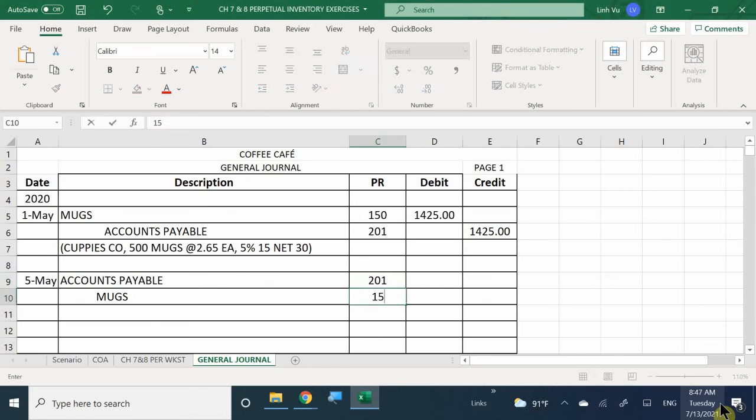So 201 and 150. Now, how did you get that number, Kim? How did you get your 39.75? I'm sorry, I was talking and it was still on mute. I multiplied the return amount by the cost. The mugs were 2.65 each, and they returned what, 10 of them? 15. So I multiplied the 15 by the 2.65. Let me clear it, make sure. 15 times 2.65, 39.75. Okay, excellent. Now, why did you use 2.65?